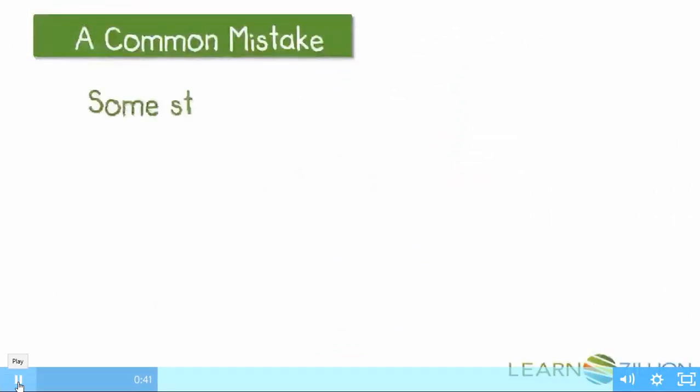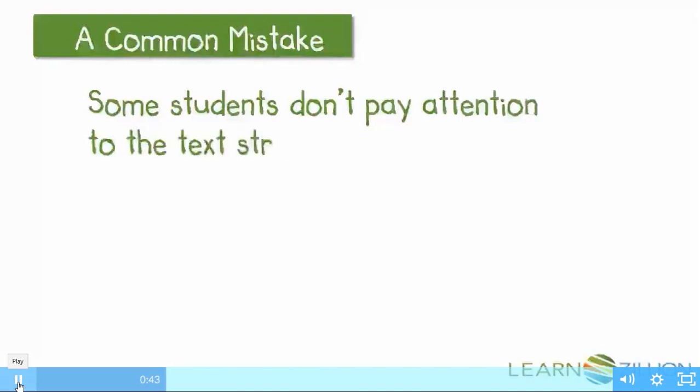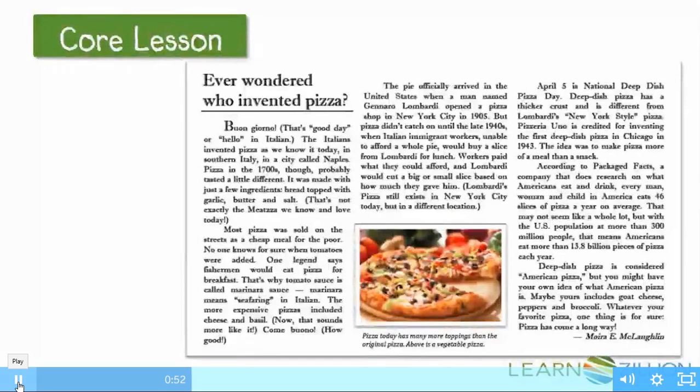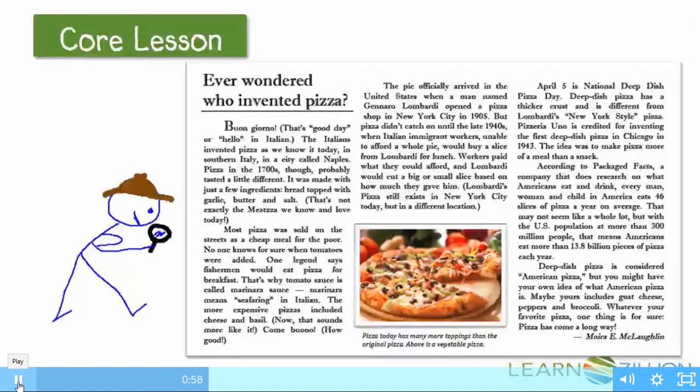Let's talk about a common mistake. Some students don't pay attention to the text structure. They just read the article or read the text and don't think about the choices an author makes. Here's our article, Ever Wonder Who Invented Pizza? We have to be detectives and look for clues about the structure the author used. What am I noticing? Well, I see here some dates. It says in the 1700s right there. I see in 1905. If I look a little bit further, I see 1943.